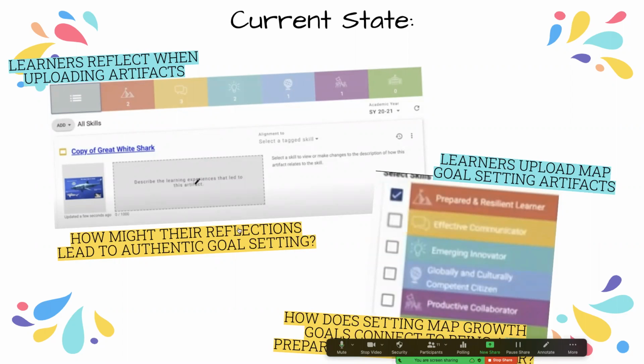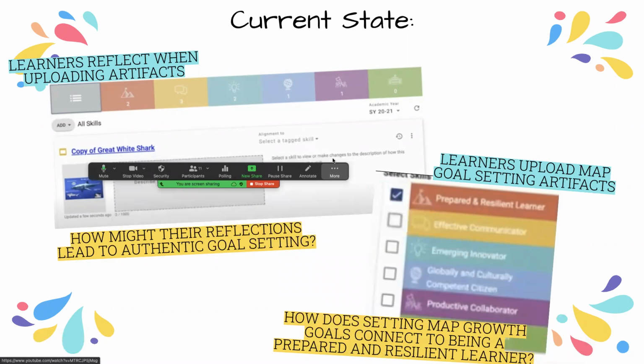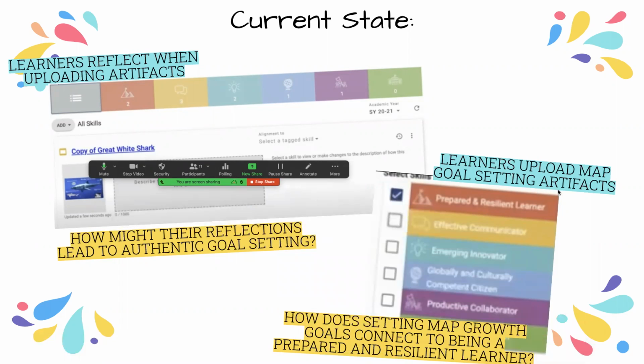But what we want to focus on is how students' reflections might lead them to authentic goal setting around their success skills and beyond. Another place where you might see goal setting is learners uploading their MAP goal setting artifacts, very often to their prepared and resilient learner success skills folder. But we want to think about how setting MAP growth goals connects to being a prepared and resilient learner. Those are just two out of many places where students are already engaging in reflection or goal setting. Jo, did you want to add anything here?